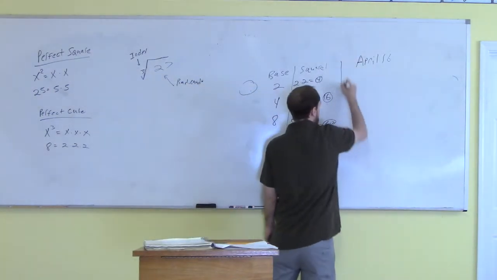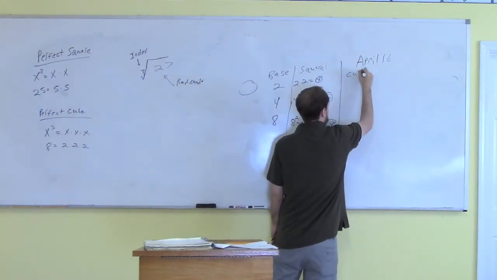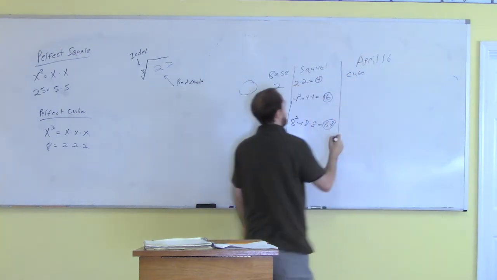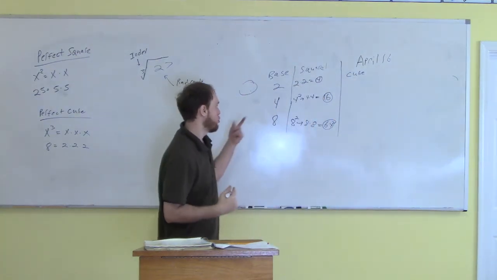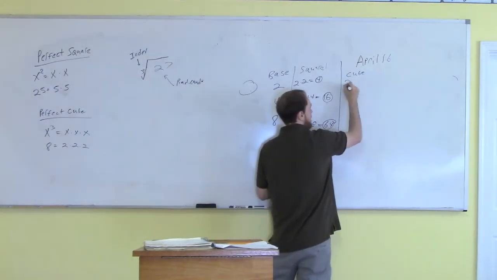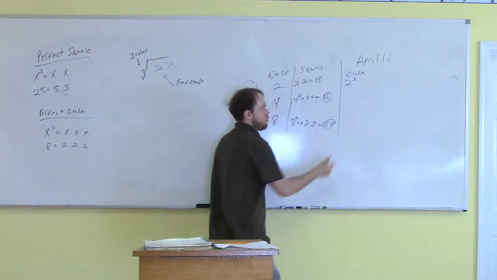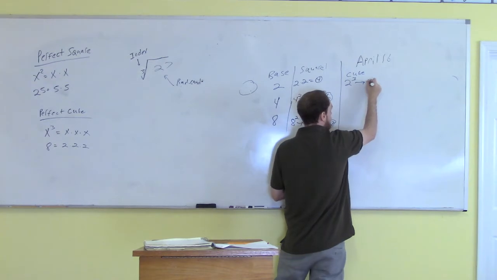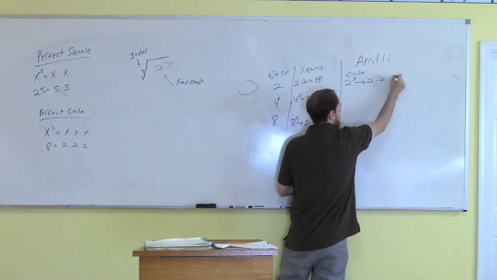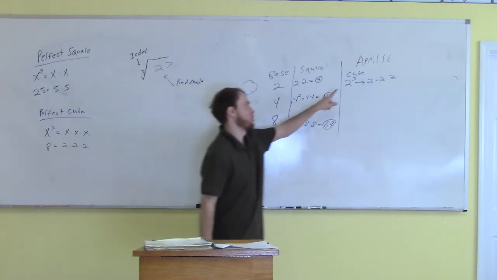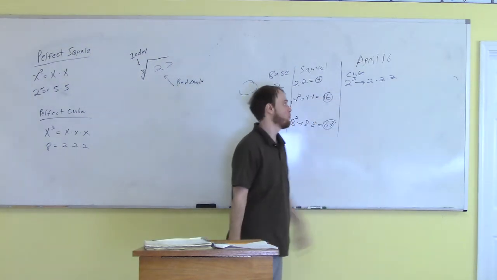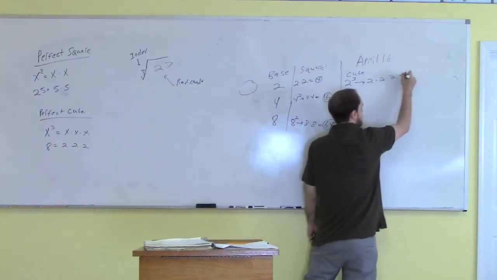So for a cube, a cube is 3, so you just do 2 cubed would be 2 times 2 times 2. So it's 2 times itself 3 times here. And so it would be 2 times 2 times 2, and that would be 8.